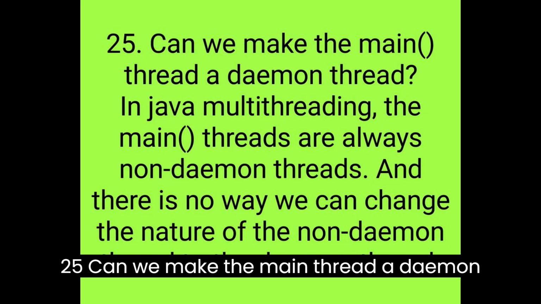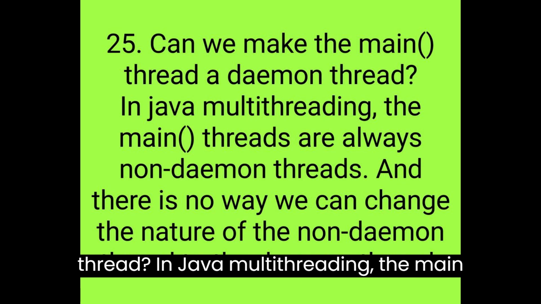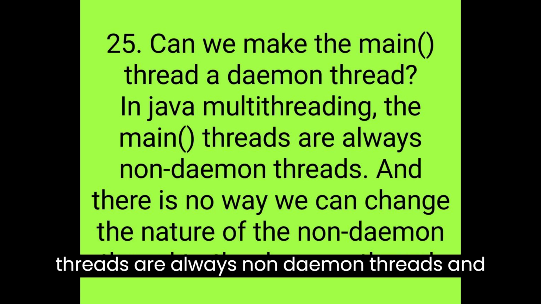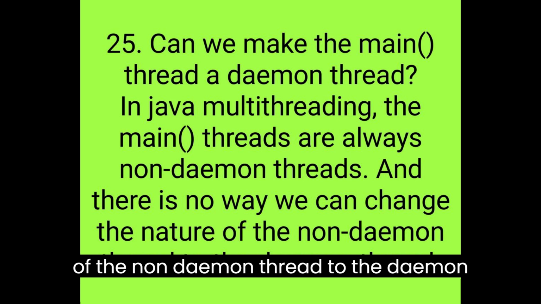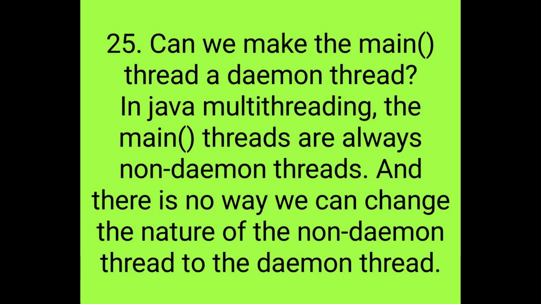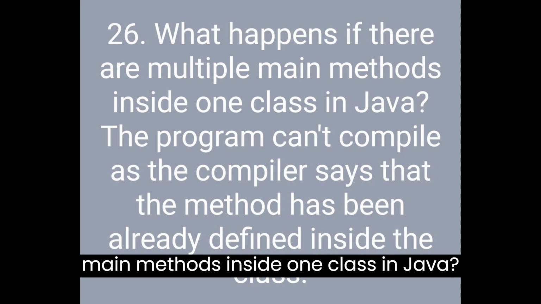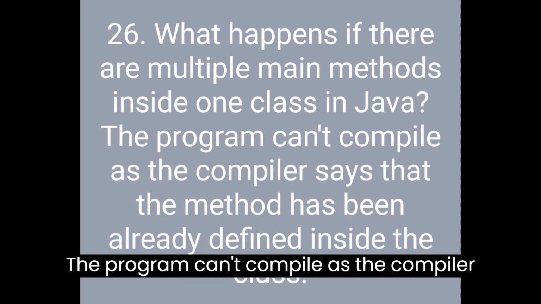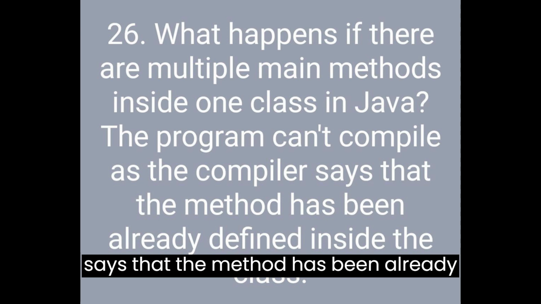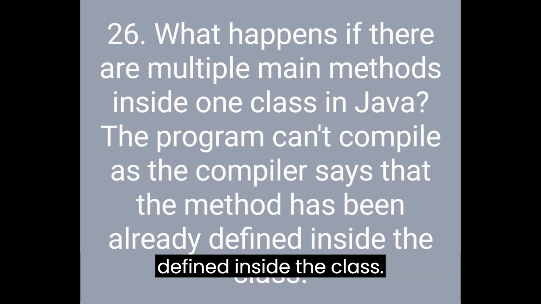25. Can we make the main thread a daemon thread? In Java multithreading, the main thread is always a non-daemon thread. And there is no way we can change the nature of a non-daemon thread to a daemon thread. 26. What happens if there are multiple main methods inside one class in Java? The program can't compile as the compiler says that the method has already been defined inside the class.